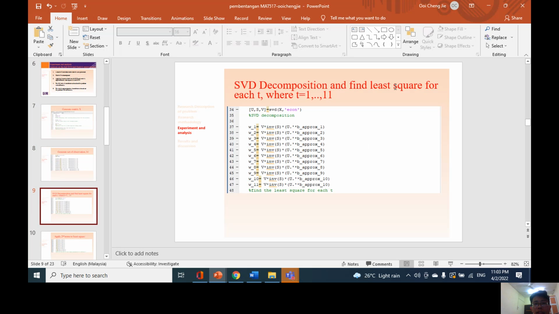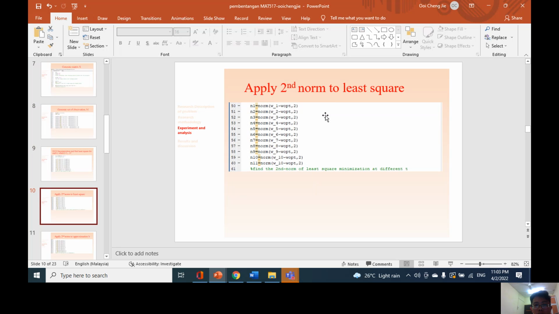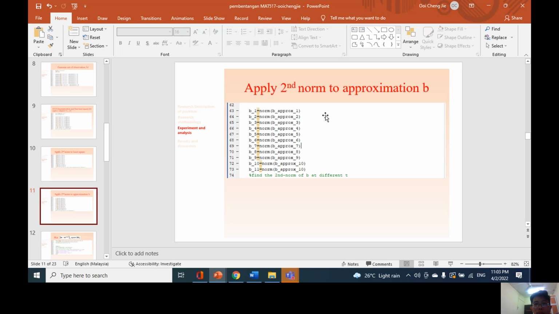Next thing will be the SVD decomposition and find least square for every single t, where t equal to 1 all the way up to 11. That's why you see there are 11 equations here. The next thing will be to apply second norm to the least square. Same thing goes to applying second norm to the approximation B.